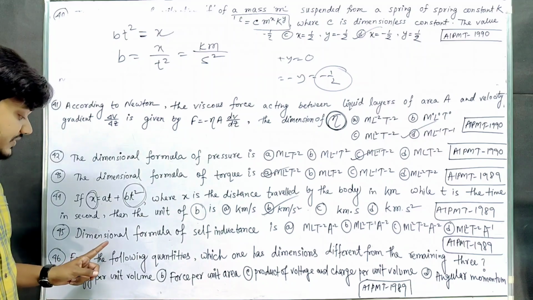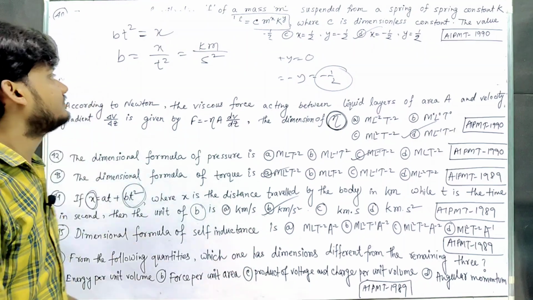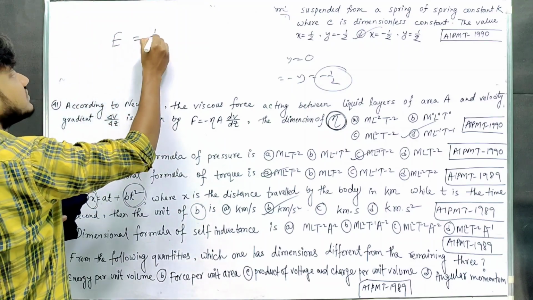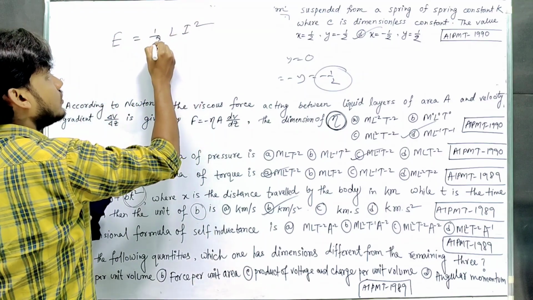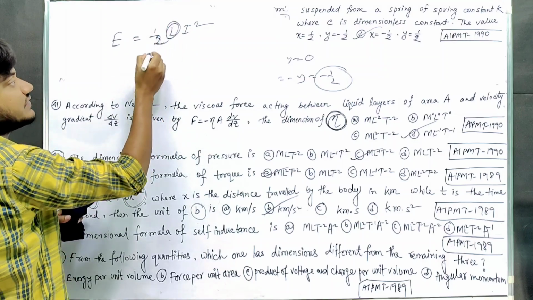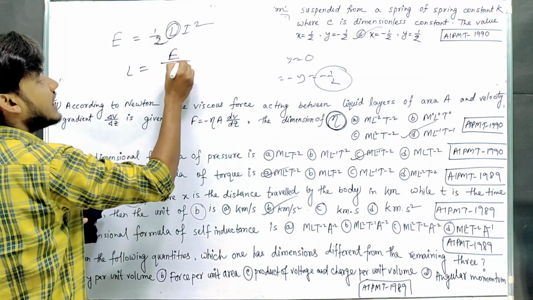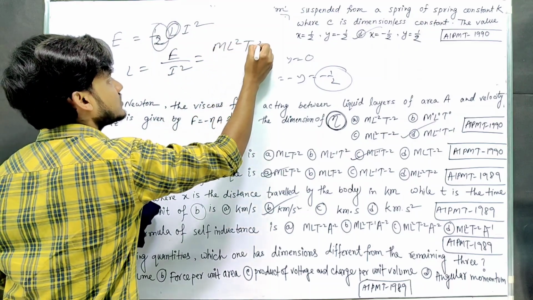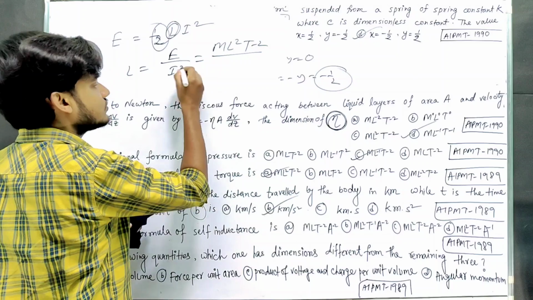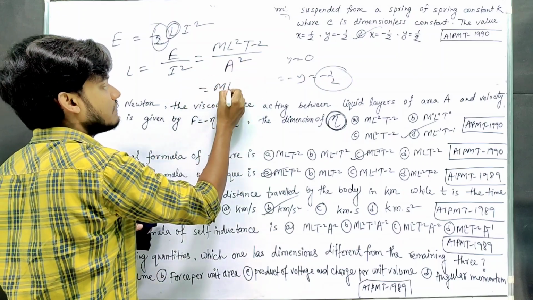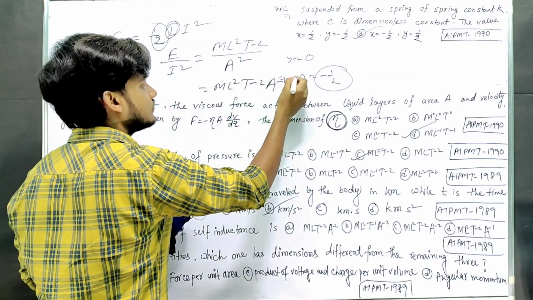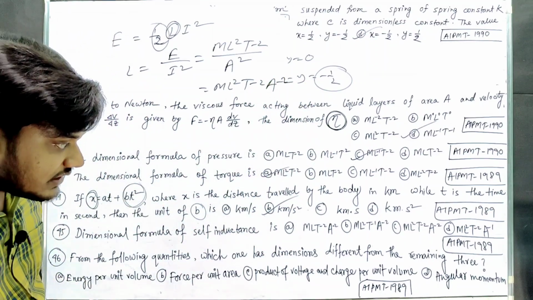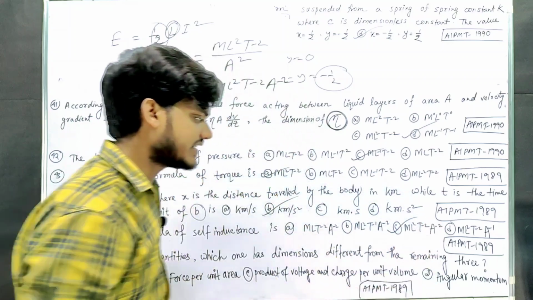Next, the dimensional formula of self inductance. We know the energy of the magnetic field equals half L i square. Yes or no? L is the self inductance, so L equals E by i square, half is dimensionless. Energy is M L square T inverse 2, and i is A, so i square is A square. So M L square T inverse 2 A inverse 2. Option C is correct.